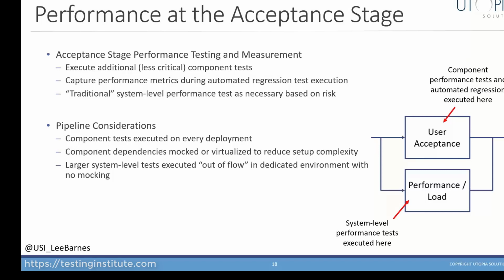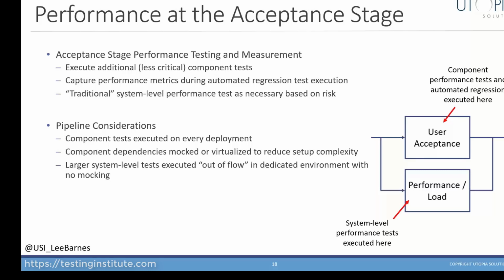So let's move on to the acceptance stage. It's common to have what I would call an inline environment, where additional component tests can be run, or maybe small subsystems of components, but also have an out-of-line environment. Again, this is more a production-like environment where the more traditional system-level performance tests are performed. For the inline environment, this is typically where you'll be running your automated acceptance and regression tests, so your automated functional tests. So I recommend capturing end-user performance metrics as part of those automated regression tests if possible.